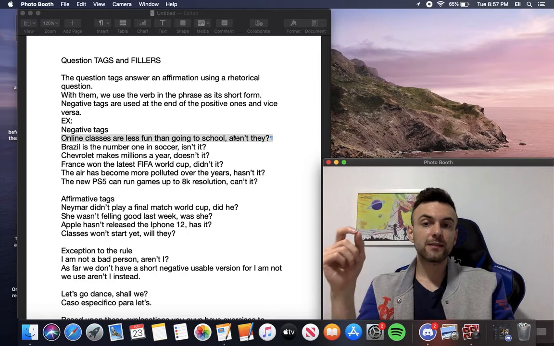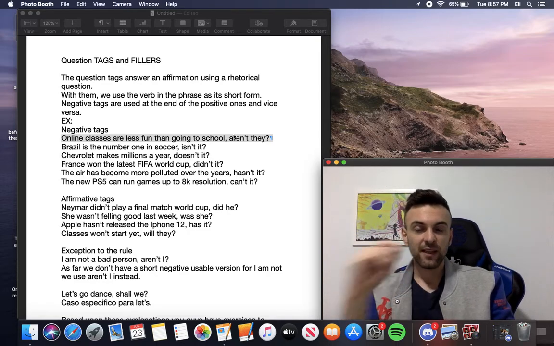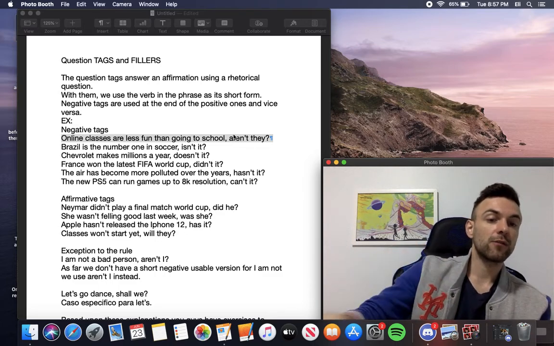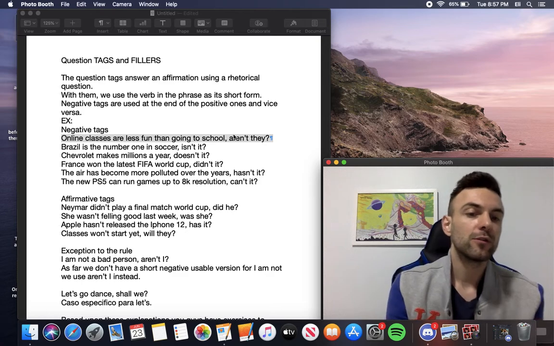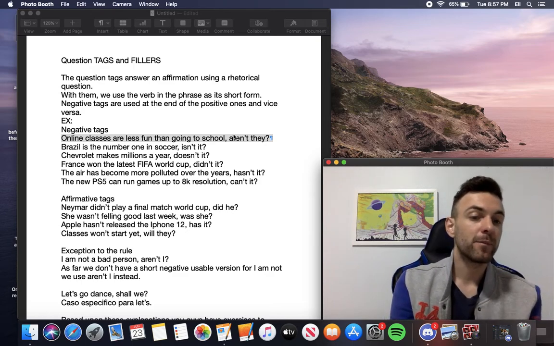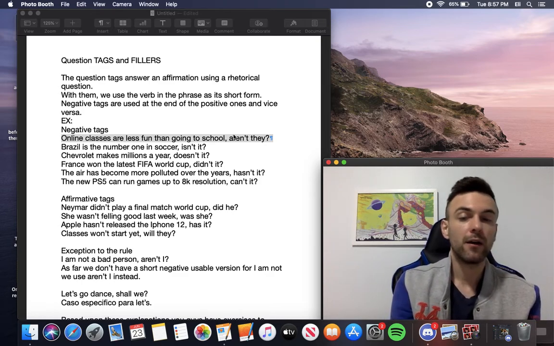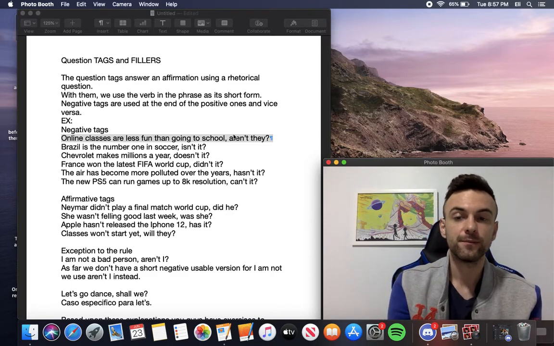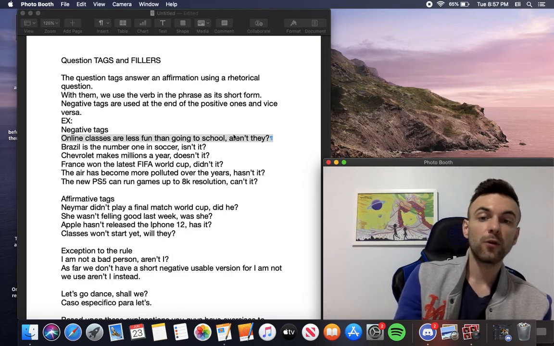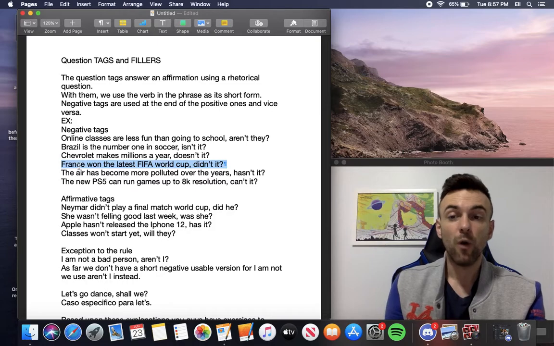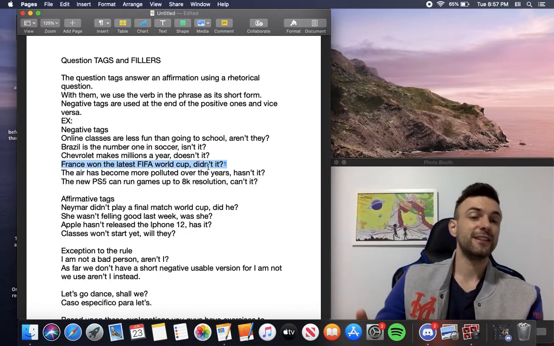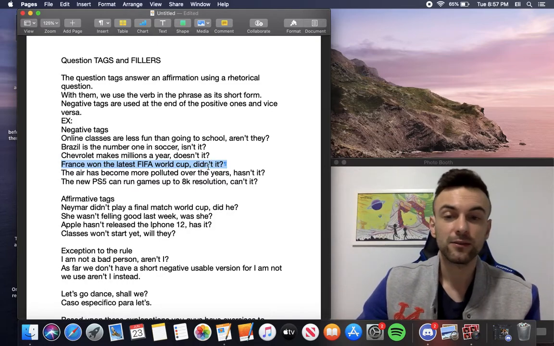Chevrolet makes millions a year, doesn't it? If I was talking about last year, like Chevrolet did a lot last year, didn't it? So it basically depends on the structure I'm using, right? France won the latest FIFA World Cup, didn't it? You see that here I have a past example. Won, that's the reason I use didn't here, because it's the past auxiliary.